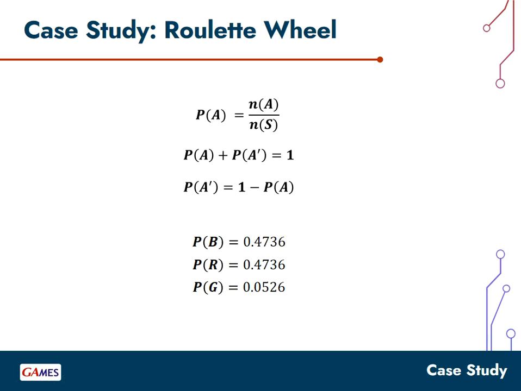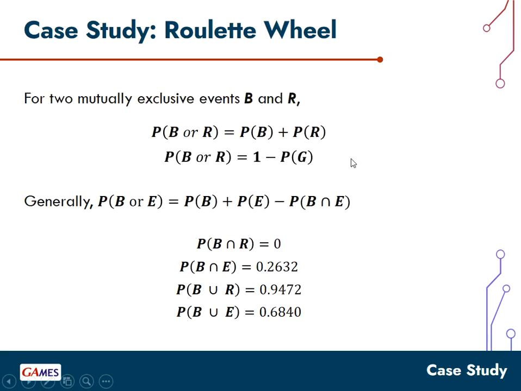I just hope you can remember this. The total sum of all events in a sample space is 1. So the probability of a particular event plus the probability of everything outside that event gives you 1. We also did some computations combining more than one event.